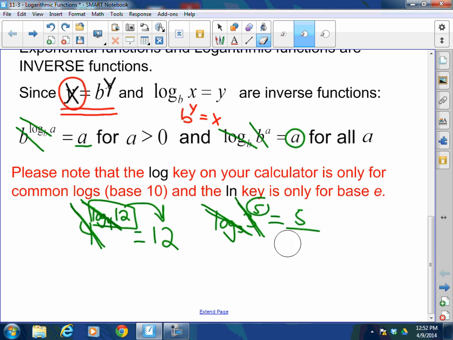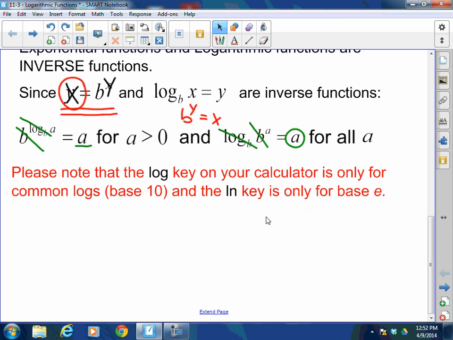Now, the good news. Some things you can do on your calculator, and you're going to have to. Please note that the key in your calculator that says log, you use only when the base is 10. Period. If the base is not 10, you're out of luck. You cannot use your calculator, not yet. I'll teach you how to do it. If you have a base of e, you must use ln. There's no choice, unfortunately. You must use ln.